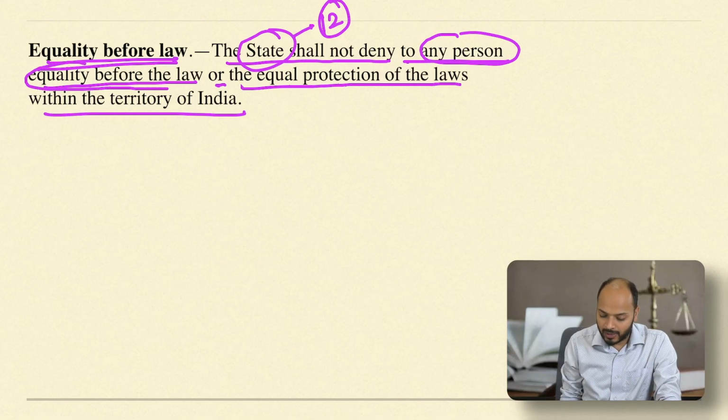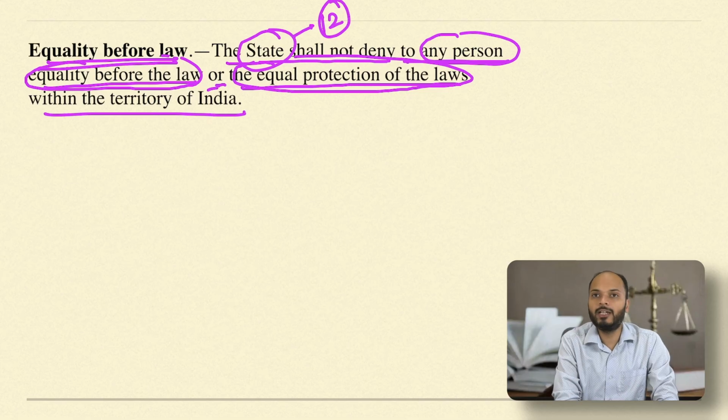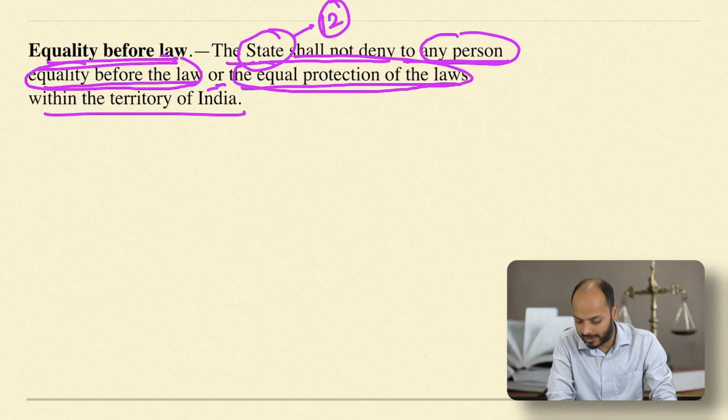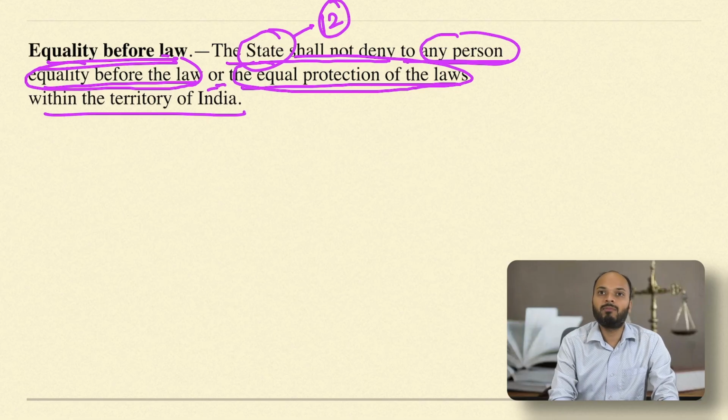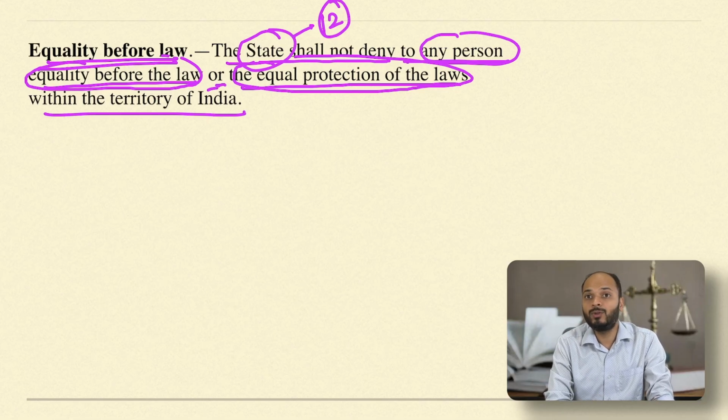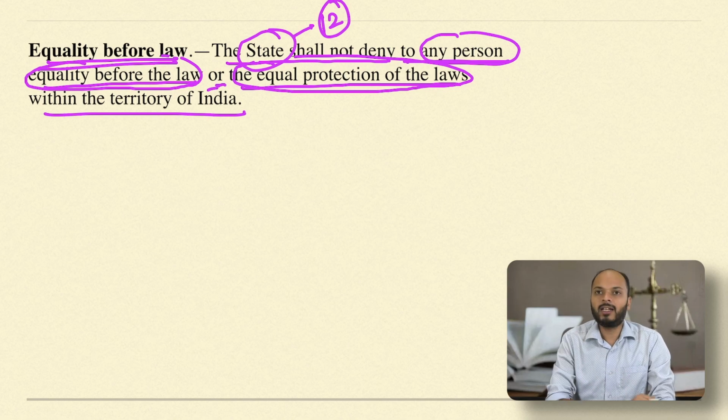Equality before the law or the equal protection of the law. So two kinds of equality have been talked about. Both these equalities we will be discussing in the later part of this video. But please remember, Article 14 gives you two kinds of equality. One is equality before law and another is equal protection of laws within the territory of India.